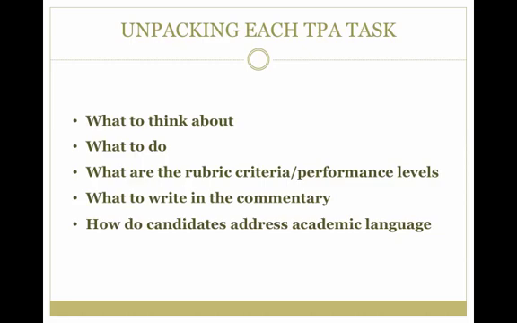I've organized the guided tour through each task in exactly the same way. You'll start by looking at what the task asks students to think about and what it asks them to do. And next you'll turn to the rubrics associated with the task, paying close attention to the analytic criteria and what distinguishes levels of performance, especially a 2, 3, and a 4 level of performance. Then you'll go back to the task directions and analyze each of the commentary prompts that students write to. And finally, you'll look at how candidates show their understanding of academic language in each task, as academic language is not a separate task, but rather attention to it is embedded in all of the tasks.